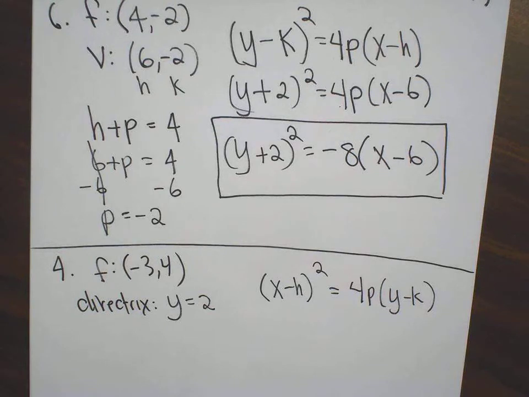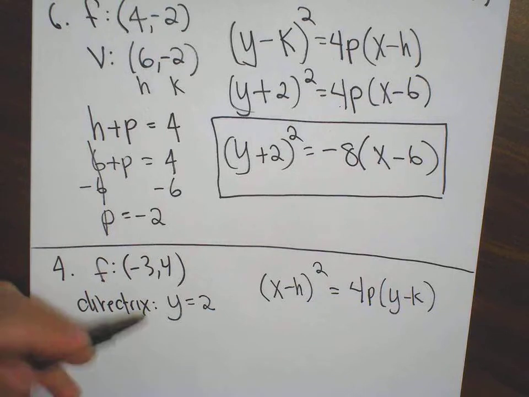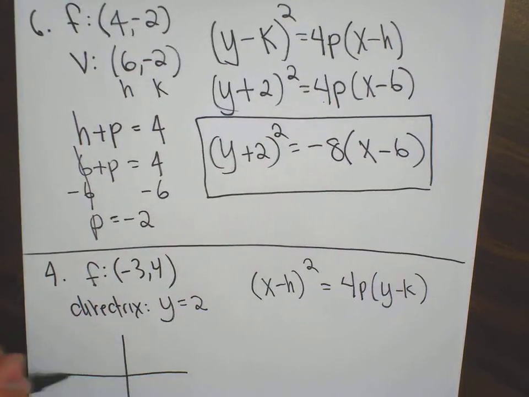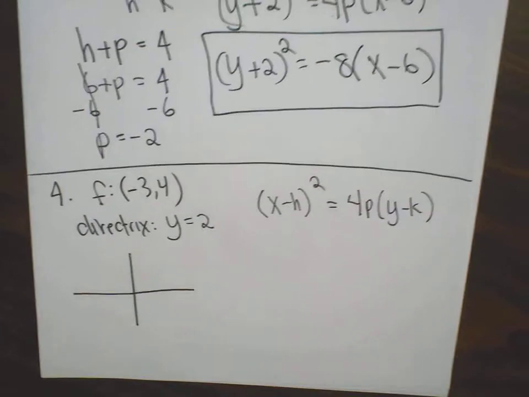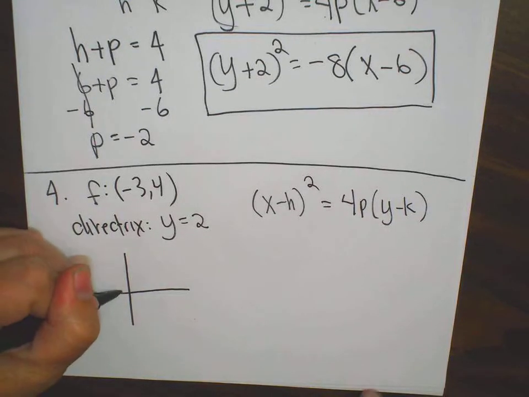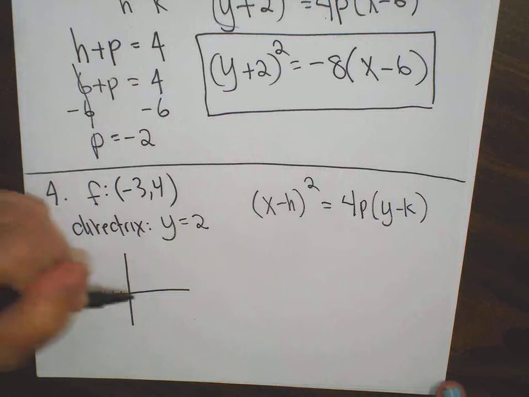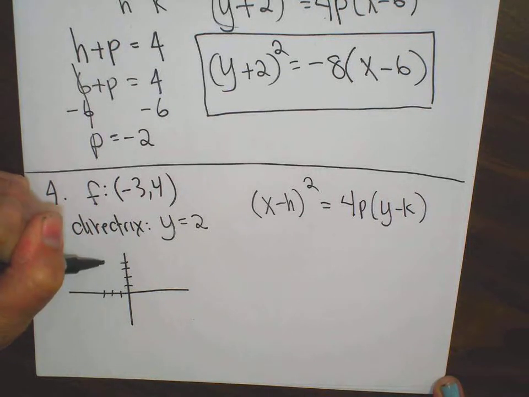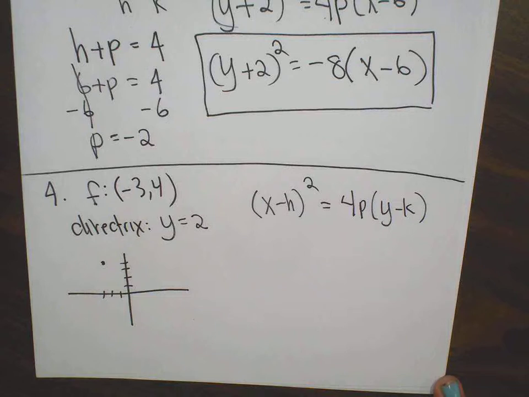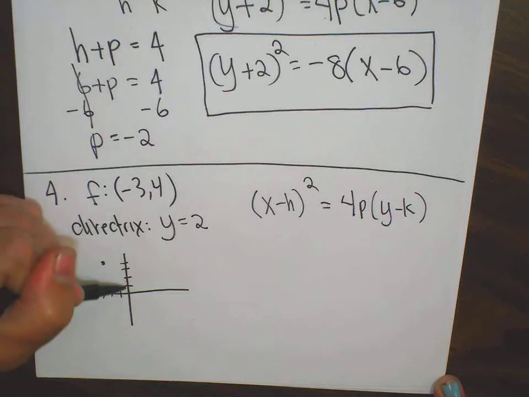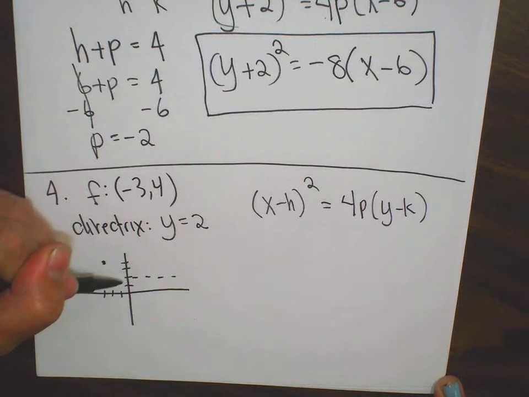So do I know what h and k are in this problem? We don't know what h and k are going to be equal to. All we know, and this is where you can work with the little equations, or you can look at this and say, okay, if I were to draw this out, my focus is at -3, 4. So this is my focus. My directrix is at y equals 2. So here's y equals 2.